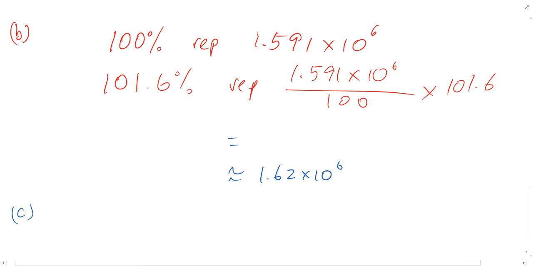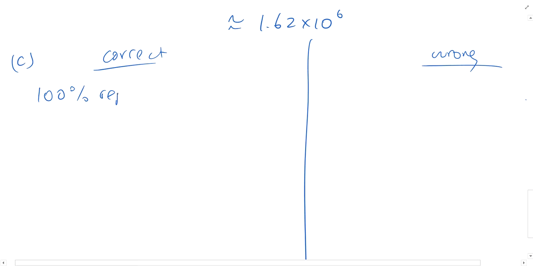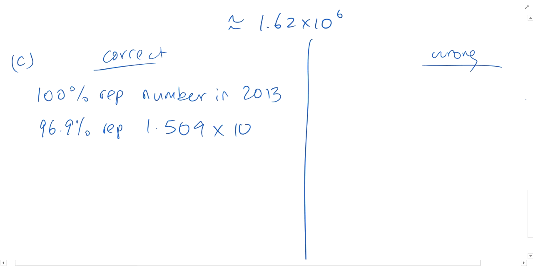Okay, so let me show you what I mean. So I have the correct one over here and the wrong one. So I show you the difference. So 100% represents number in 2013. And it decreased by 3.1%, meaning I got 96.9% represents, that's the value in 2014. That's 1.509 times 10 to the power 7.